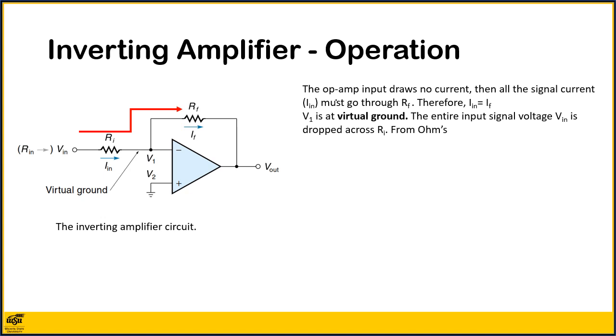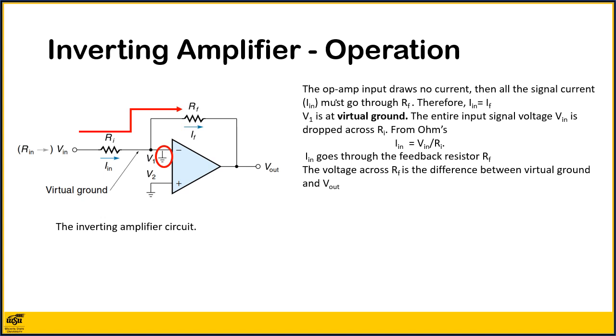If V1 is almost at ground, then the entire input signal voltage, Vin, is dropped across Ri. From Ohm's law, Ii equals Vin over Ri. As already noted, virtually all of Ii goes through the feedback resistor Rf. The voltage across Rf is the difference between the virtual ground and Vout. Thus we can rewrite Ohm's law for Rf in that Ii is the same as If, which is equal to 0 minus Vout divided by Rf.